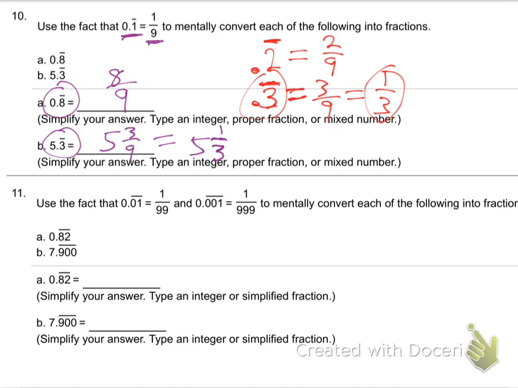All right, number 11, and we're out of time. Let's see, 0.01 bar. Yeah, same thing, 0.82 bar. You know that, 82 over 99. And that one you could do as well. All right, good. We're out of time. You've got all that stuff.